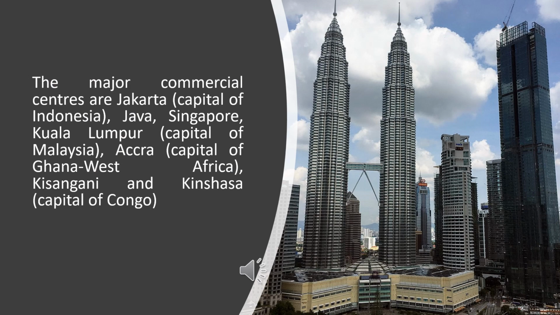Next we have commercial centers. Commercial centers means they are famous for trade and commerce. So the major commercial centers in the equatorial region are Jakarta, the capital of Indonesia, Singapore, Kuala Lumpur, the capital of Malaysia, Accra, the capital of Ghana in West Africa, and Kinshasa, the capital of Congo. These are all major commercial centers in the equatorial region.